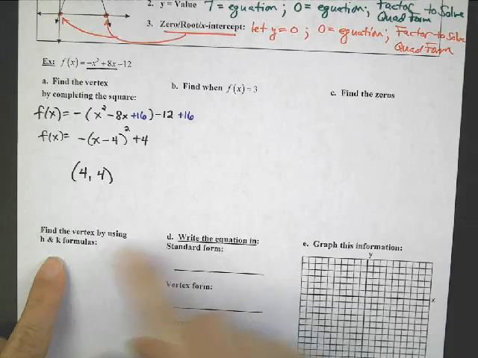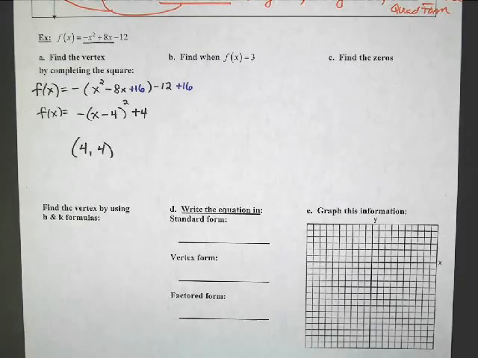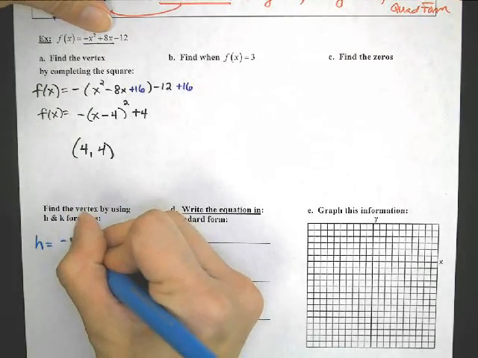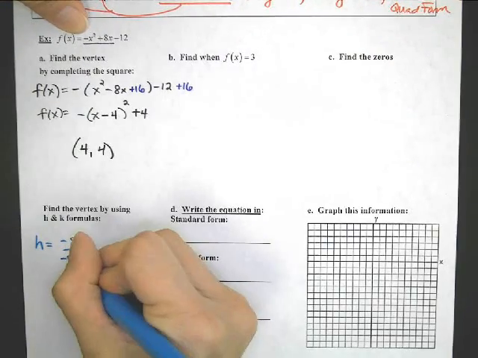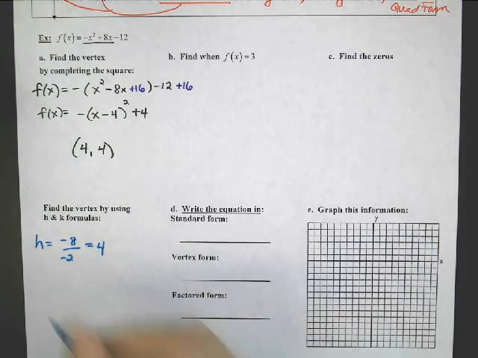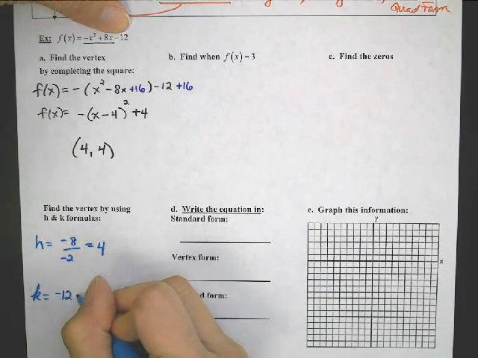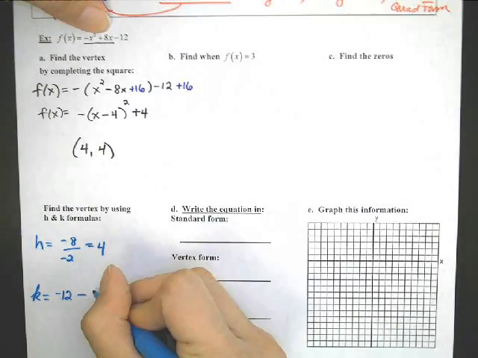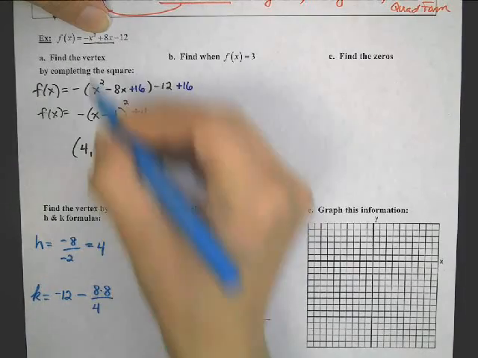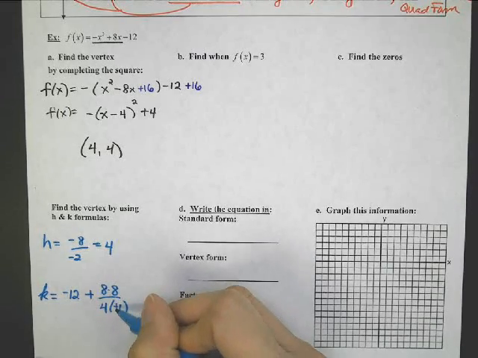Okay, then it says find the vertex with h and k formulas. I'm pretty sure I know the answer, but they want us to try another way just for practice. So the h formula is negative b, that would be a negative 8, over 2a. That's a negative 2. Oh, look at that. I'm getting a 4. Good. I like that the answers match. And k is c, which is negative 12, minus b squared. I'm going to write 8 times 8. Don't make big numbers. We're going to cancel in just a second. Over 4a, which is a negative 1. The first thing that could cancel are these negatives.